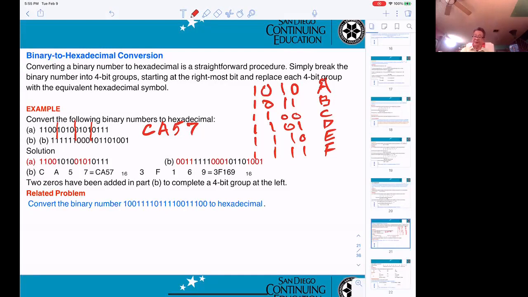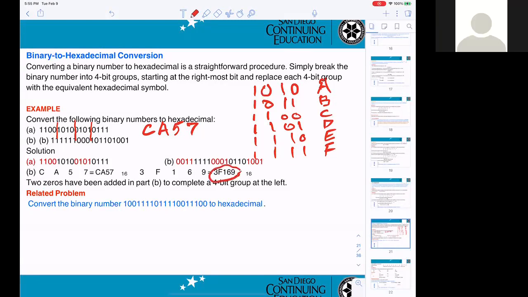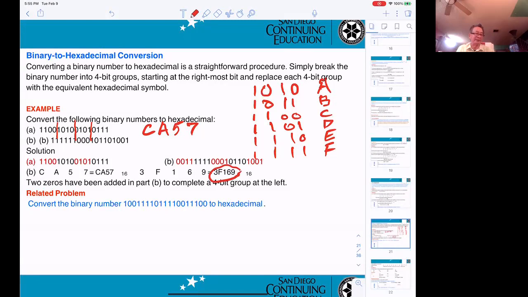Okay. What is 3F169? You say 3F169. Correct. Perfect. You can see they gave you the answer right here. But I want you to work it out yourself to make sure you get the right answer. All you're really doing is dividing all those numbers up into 4 bits, and then you match them up with the table. Very simple.